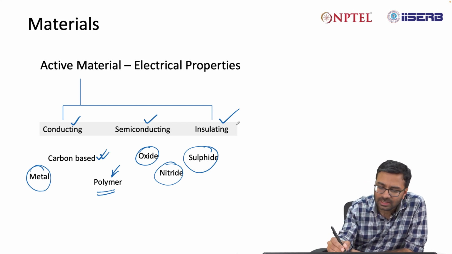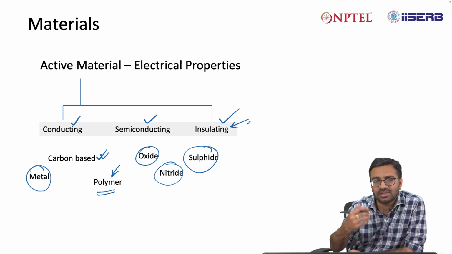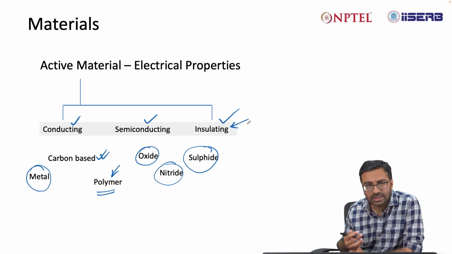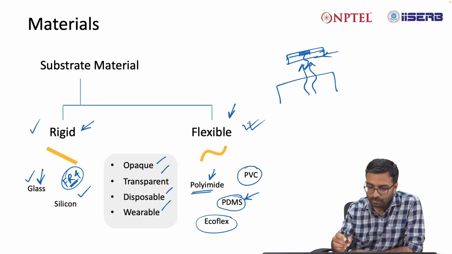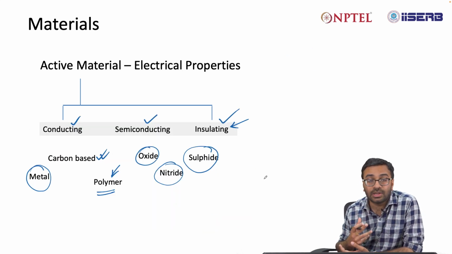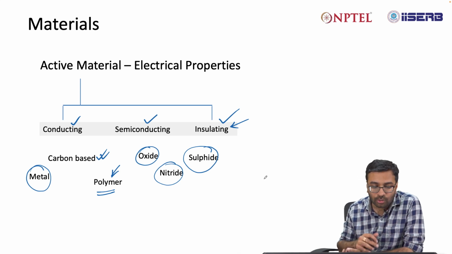And then you may need insulators, especially if it's a FET based device, then for the gate dielectrics you need an insulating material. In most cases, your substrate material is insulating. There are plenty of insulating materials available. Different polymers are insulating. For example, the polymers that I have mentioned over here all are insulating. And then there are oxides that are also insulating, for example, silicon oxide. So you can use one of these materials as an insulator.